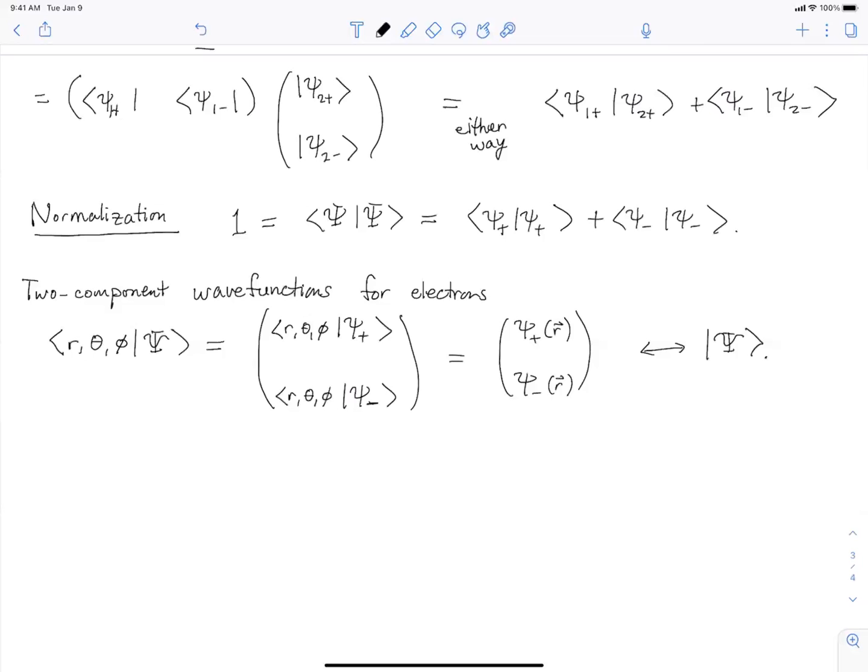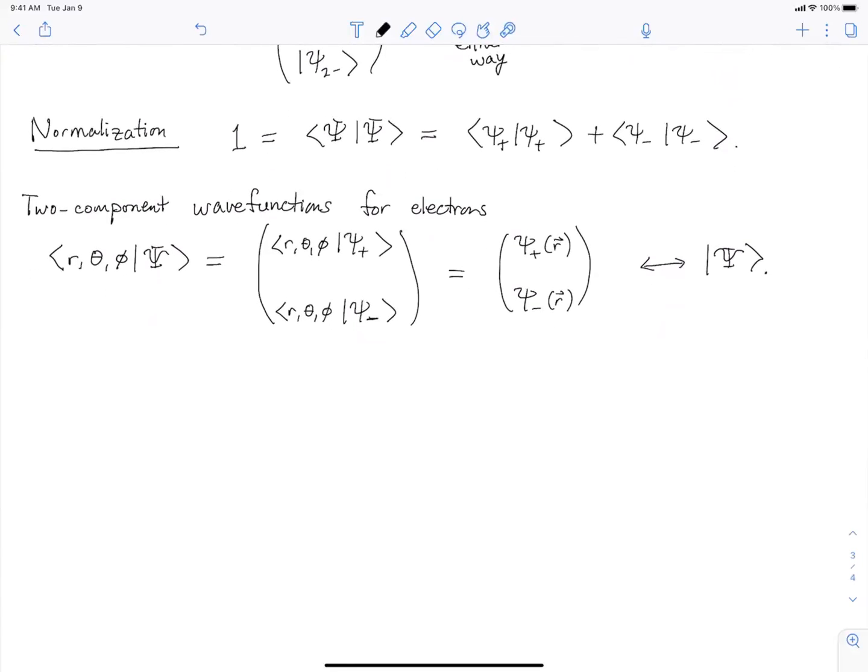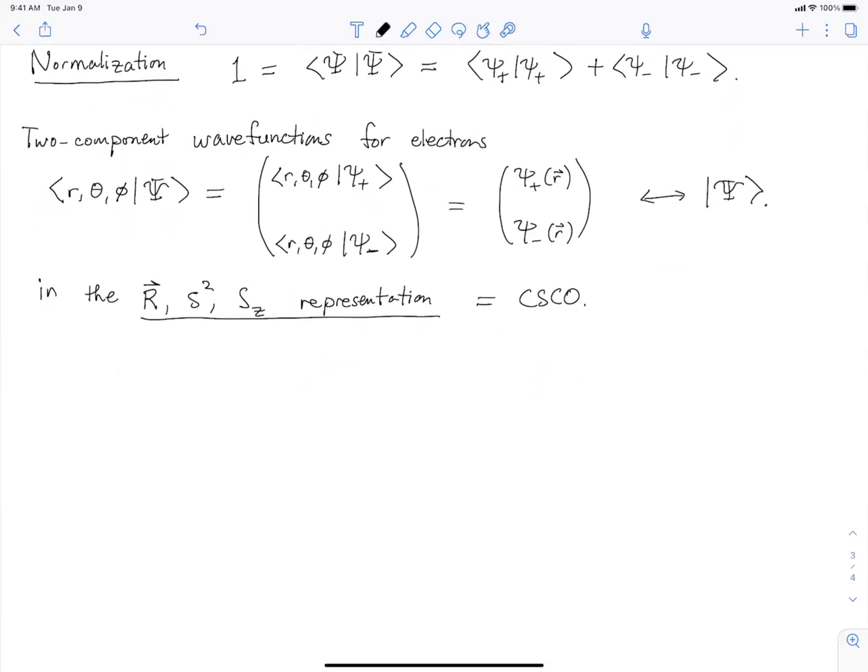Okay, so if I'm writing wave functions like that, I've implicitly chosen a complete set of commuting observables for my representation. So all of this is in the R, s squared, s sub z representation, right? So the R represents the position, and then the rest of it represents the spin. And so this is the complete set of commuting observables that we have chosen. They all commute with each other. And then in that representation, the number one for a normalized state is given by integrating over all space the sum of the individual wave functions squared.